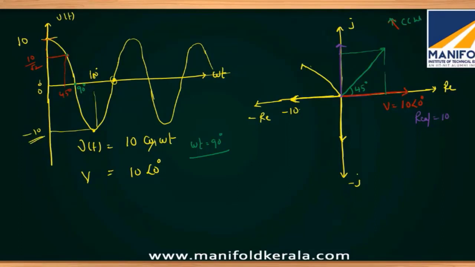Okay. So the point which I want to tell you here is that the propagation of this time domain signal in one time period is equal to one single rotation in phasor domain. So in time domain, it is changing with respect to time. One time period in time domain is equal to one rotation in anti-clockwise direction in phasor domain.